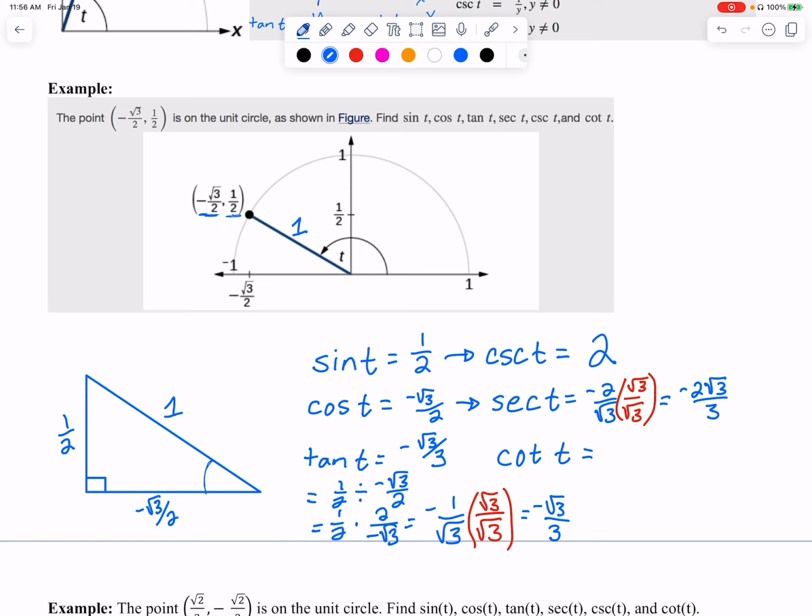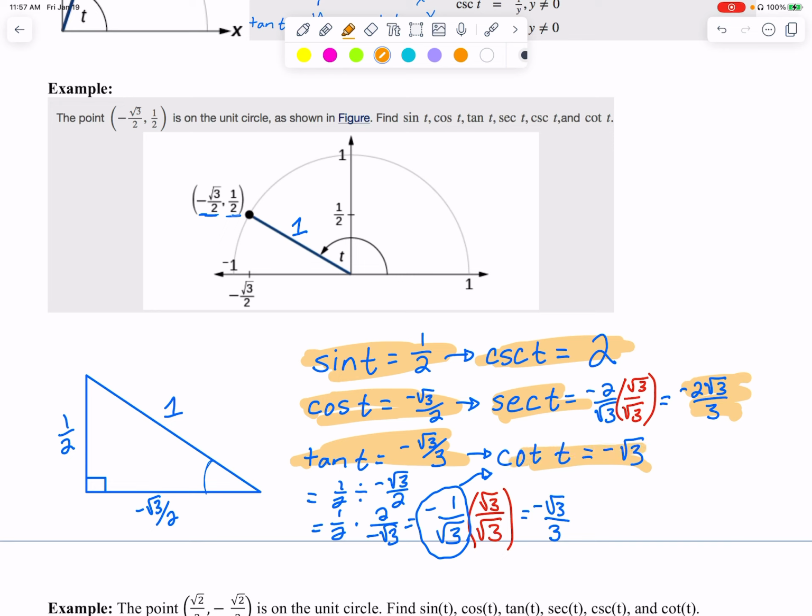Okay, cotangent comes from tangent. I just got to flip it over. Here's the deal, though. If I flip that, I'm going to have to rationalize. So instead, I'm going to flip right here instead. Well, if I flip that, that just becomes negative root 3. So there are my 6 values, right? Sine is that, cosine is that, tangent is that, cosecant is 2, secant is that value, and cotangent is negative root 3. So we have found all 6 ratios given that point on the unit circle.